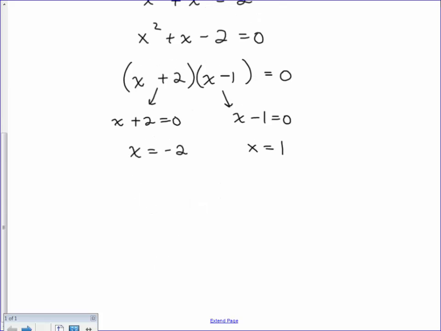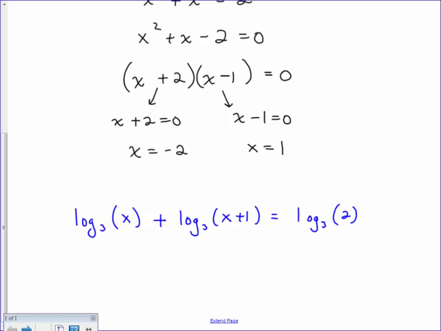Now anytime we're solving a logarithmic equation, we need to check our answers to make sure that they make the arguments of our original problem positive. Well, one of our arguments was x. Another argument was x plus 1. And then on the right-hand side, we had an argument that was just 2. We don't have to worry about the argument of just 2 because it doesn't have a variable with it.